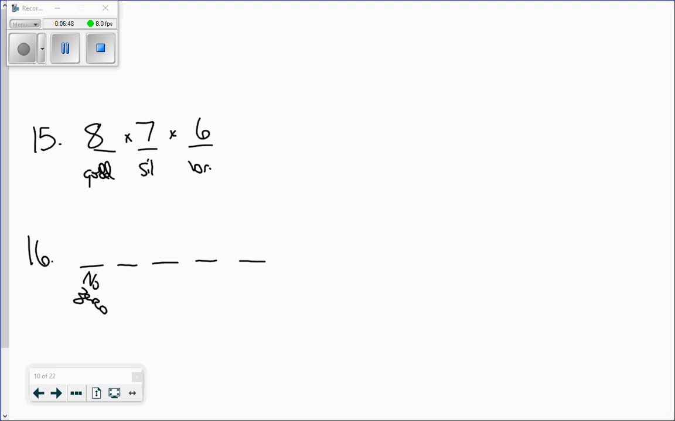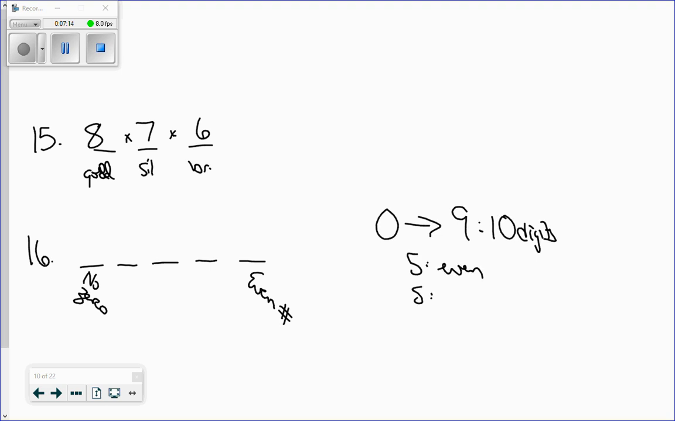What's the other restriction in this question? It says how many even numbers. So that means it has to end in an even number. Okay. So remember our digits go from 0 to 9. So there's 10 digits, of which 5 are even and 5 are odd. Okay. So how many choices do I have for this last number? 5.